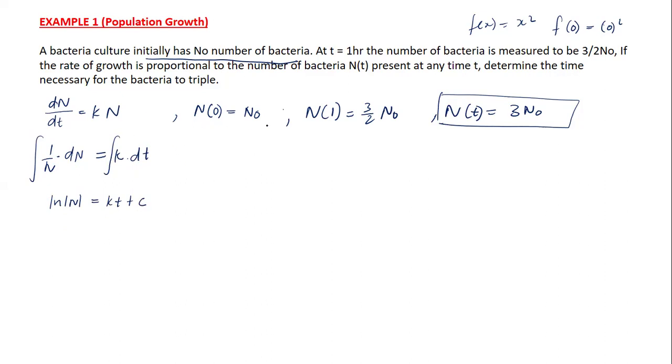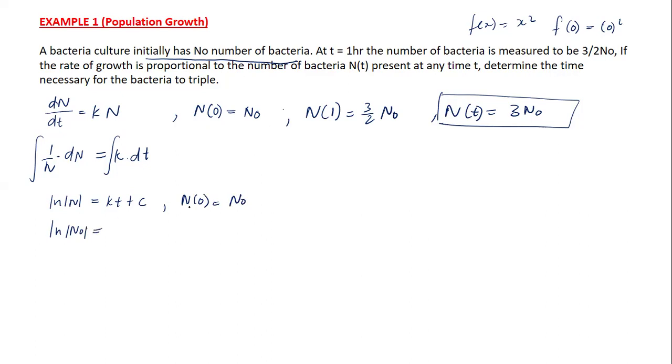But we were given the initial condition. So at time 0, we get this number of bacteria. That means where we see N, we most definitely are going to substitute N naught. So in this case, you're going to have ln of N naught. We use the condition N at 0 equals N naught at this point in time.